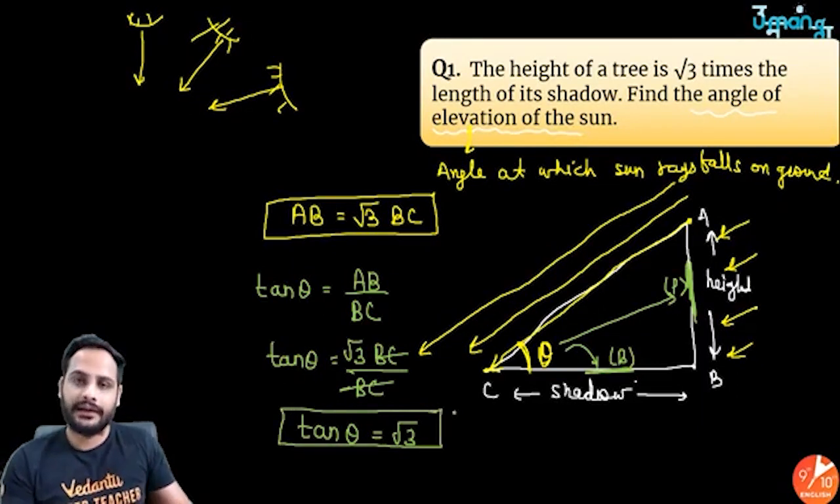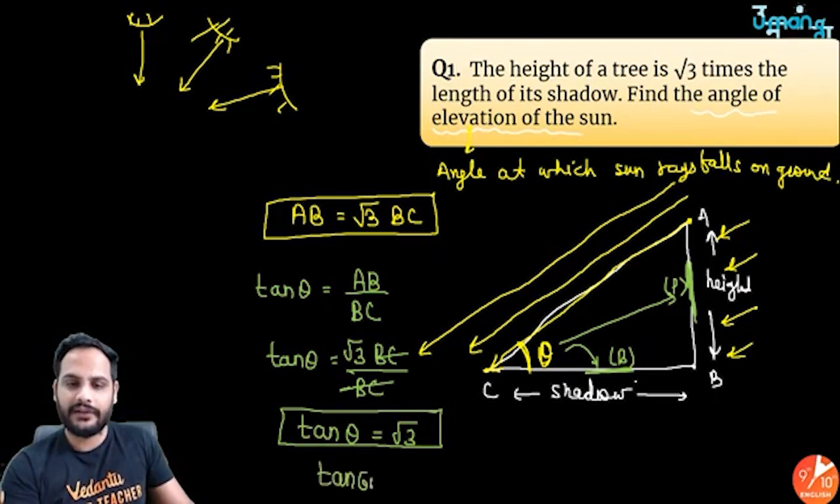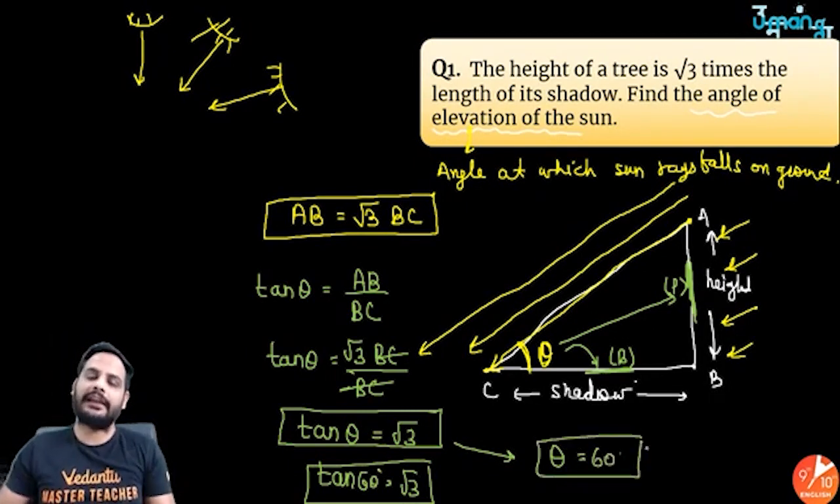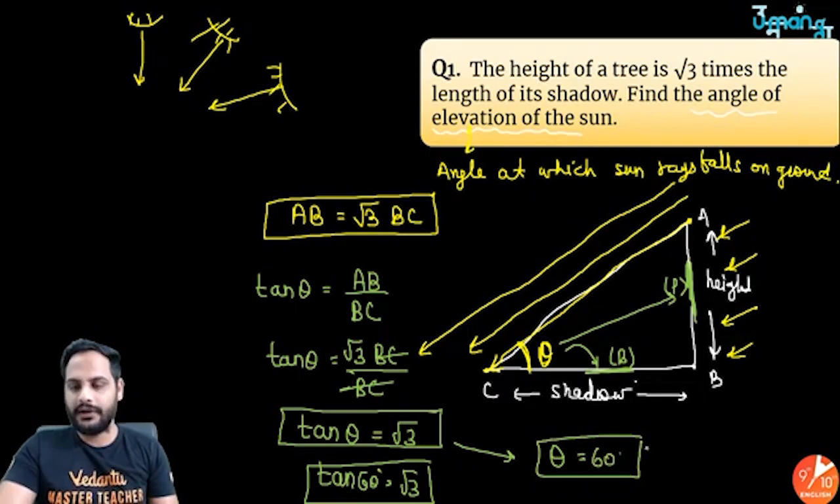Tan theta is equal to root 3. And I know tan theta is root 3 when theta is 60 degrees. Only at tan 60 degrees will we get the answer as root 3. So from these two I can clearly say that if tan theta is root 3, theta will be equal to 60 degrees. So the angle of elevation of the sun will be 60 degrees. Got it? Let's move ahead now.